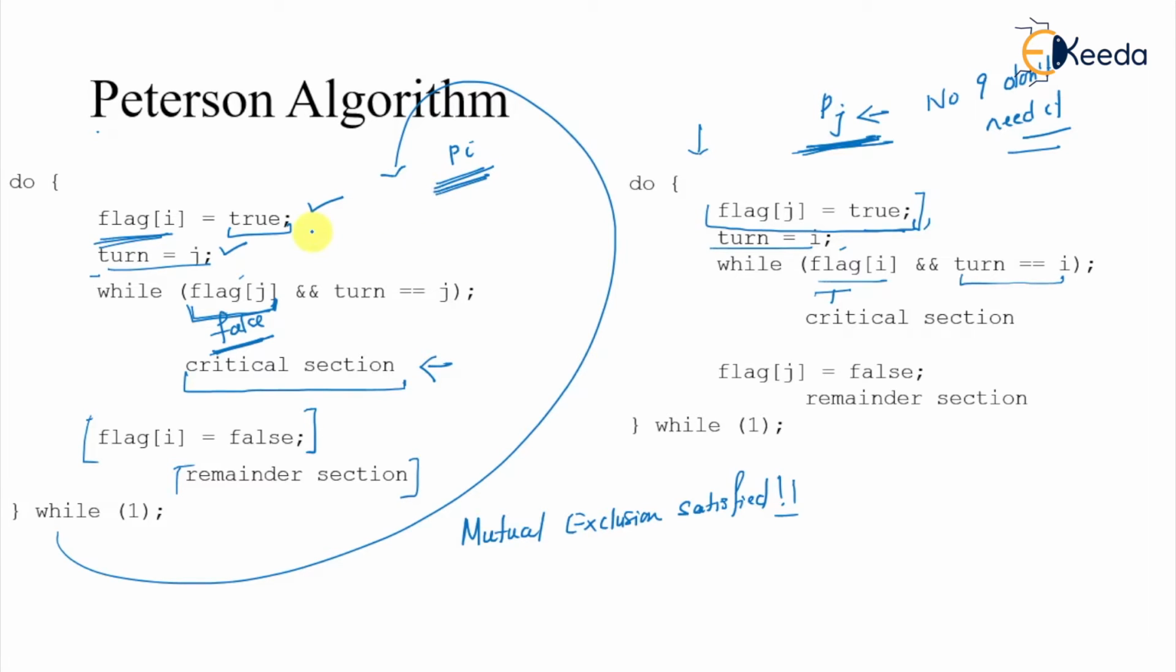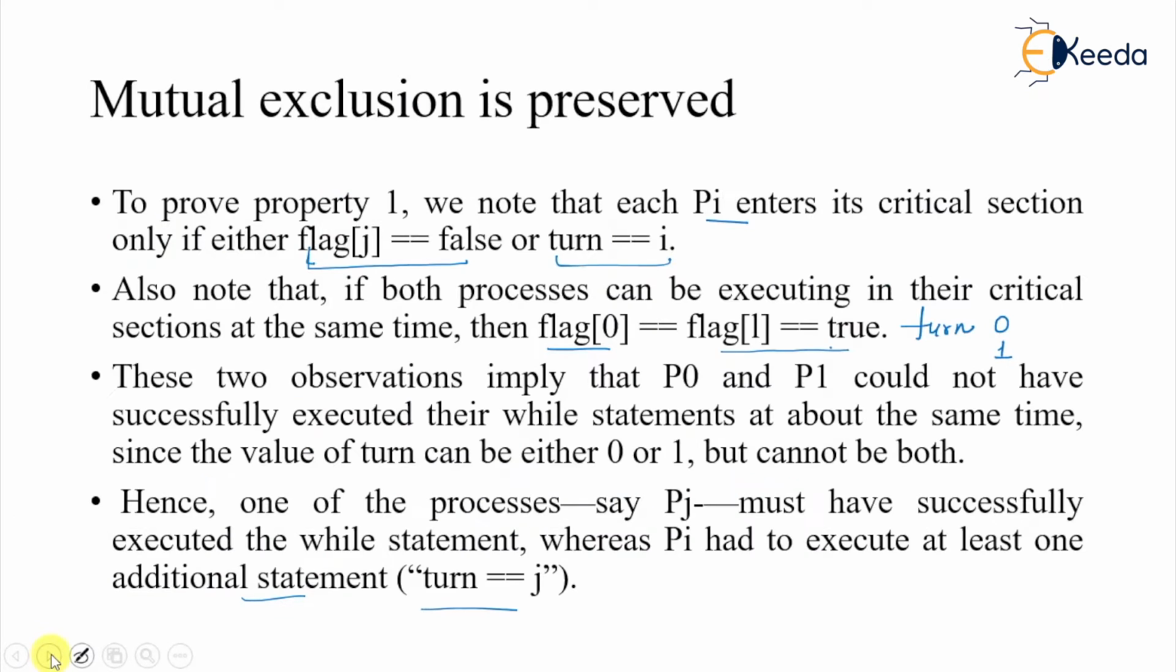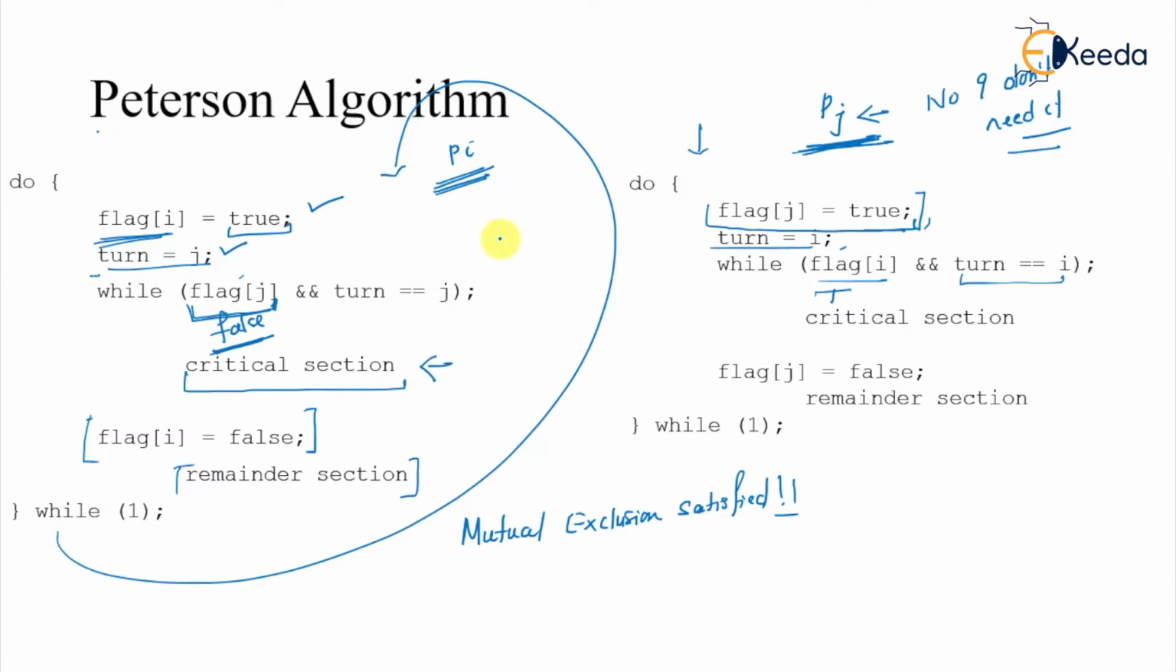So progress holds and deadlock will not occur. If pi wants to enter the critical section, it can enter as many times as it wants. Okay, now what is the bounded waiting here? Progress I already explained. Let me try to explain the bounded waiting in this case.